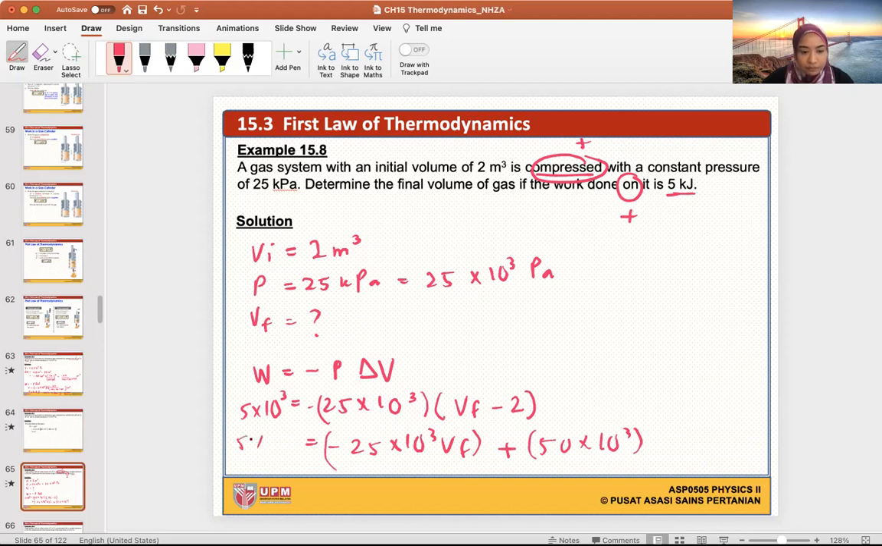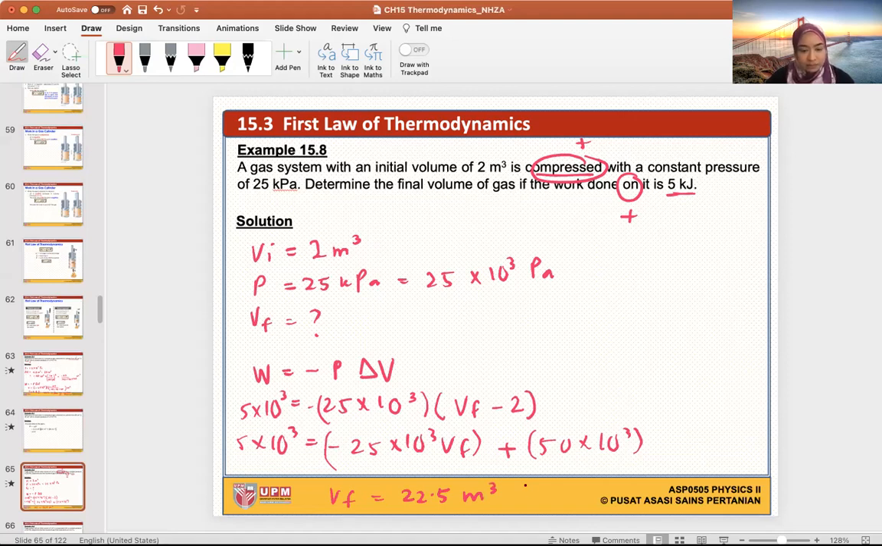Okay, so this is 5 times 10 to the 3, minus 50 times 10 to the 3, divided by minus 25 times 10 to the 3. Okay, so that will give me V final as 22.5 meter cube.